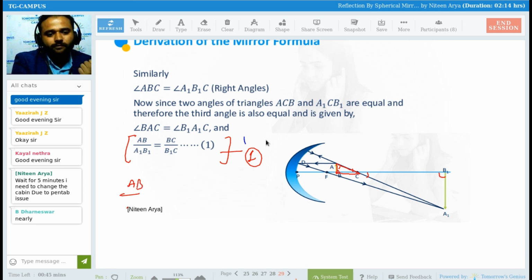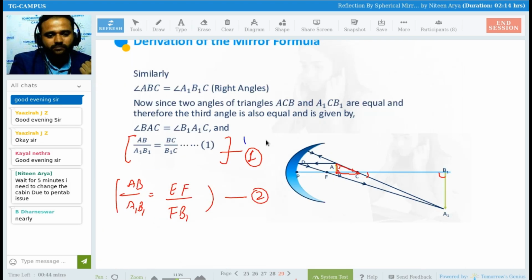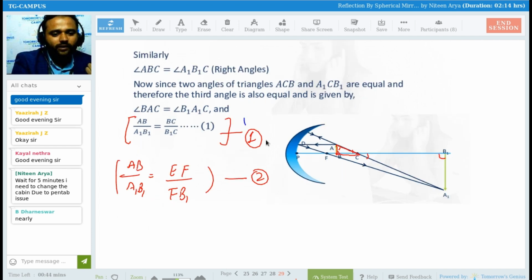So AB upon A1B1 is going to be EF upon FB1. This is my equation 1. This is my equation 2. Combining both the equations, what do I get? BC upon B1C equals EF upon FB1. This equation. Okay.